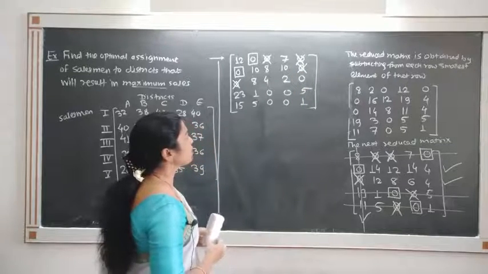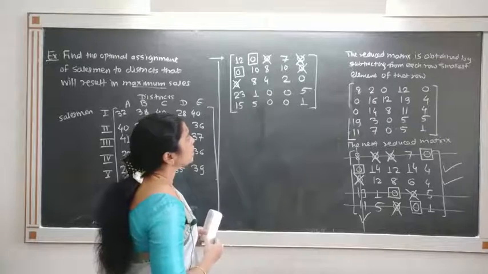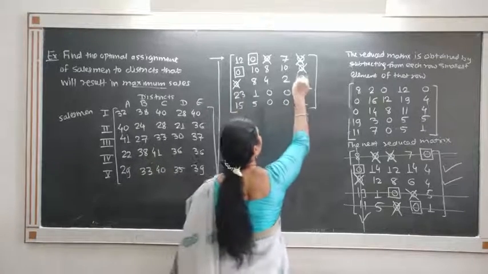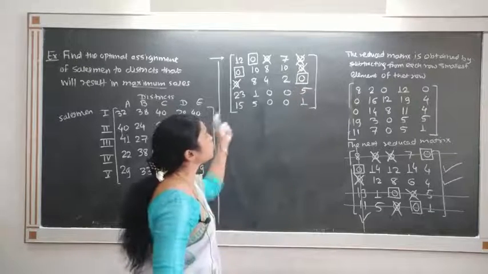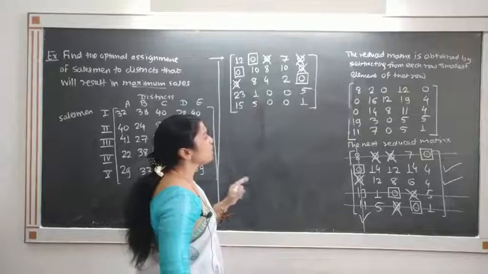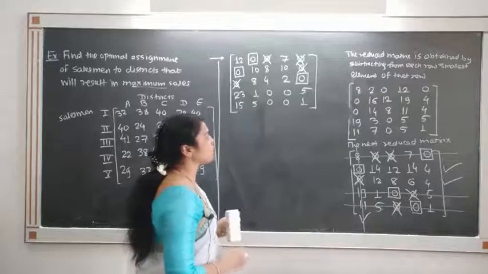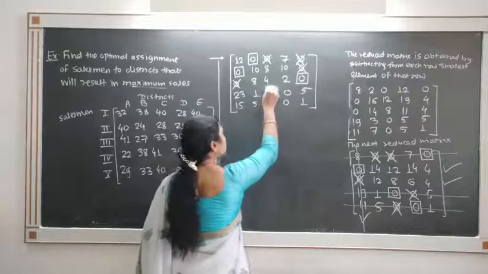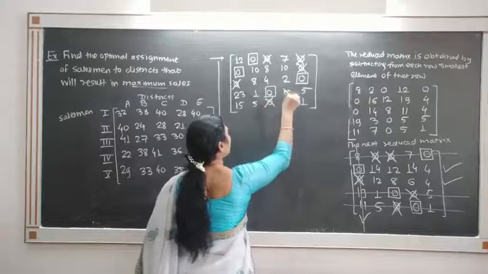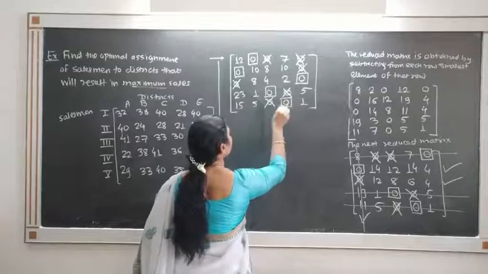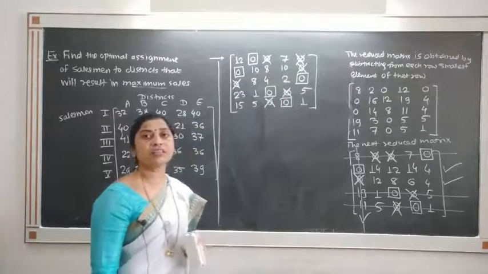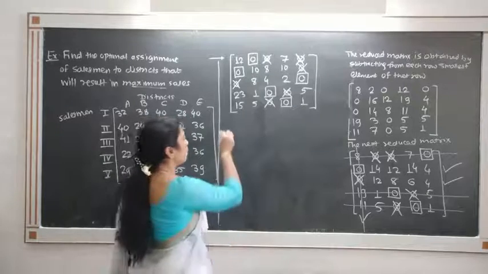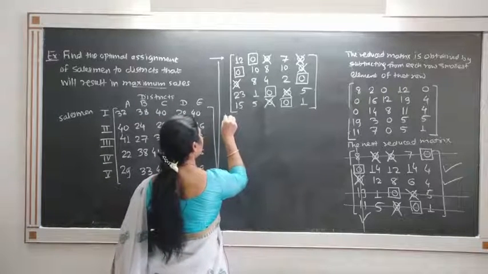Now search for a single 0. A single 0 in the third row, so box that. Now again there is no single 0, which means multiple assignments are possible. If you box this, you have to cross out the remaining and box this. Observe that the number of assignments is 5, which means this is the optimal assignment. So what is the assignment?